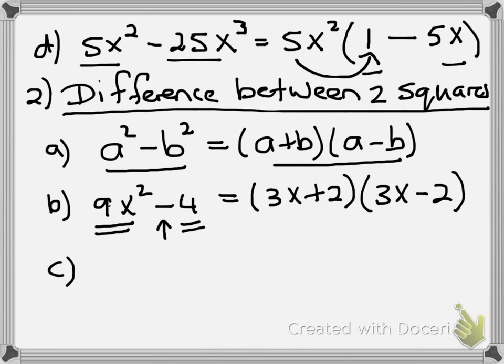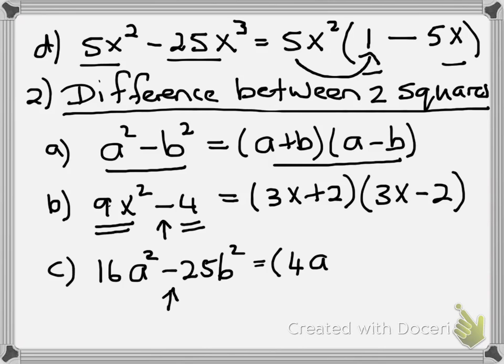And one more, 16a squared minus 25b squared. Again, there's a minus, and it's only two terms. There's no common factor. Square root of 16 is 4a, plus 5b, and 4a minus 5b. Alrighty, that's the difference between two squares. We're going to jump over the perfect square. We'll do that when we do the trinomials.